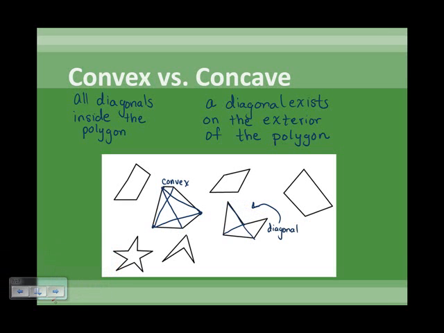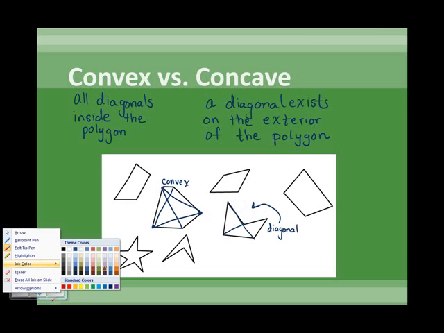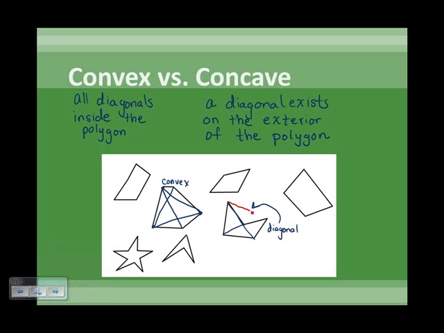That's not bright enough. I like bright colors. So let's do it in this red here. There we go. So that's a diagonal, and it's on the exterior of this particular polygon. Because it's on the exterior, on the outside of our original polygon, this guy is concave.